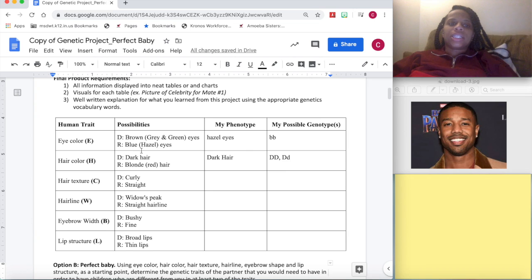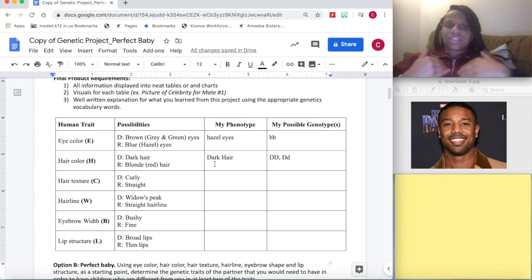So, eye color. The possibilities that you have here, you have a D and you have an R. The D stands for dominant and the R stands for recessive. So, these are actually the phenotypes that you have here, the physical expression, the physical appearance. For eye color, you could either have brown or gray or green eyes, or you could have blue or hazel eyes.